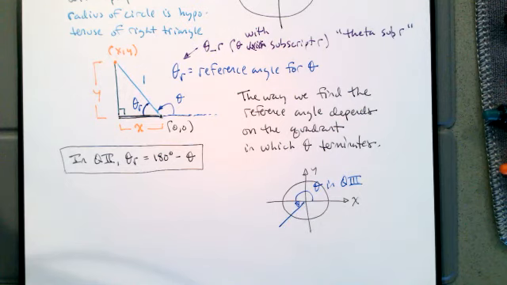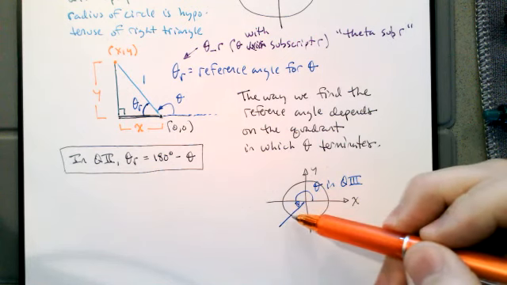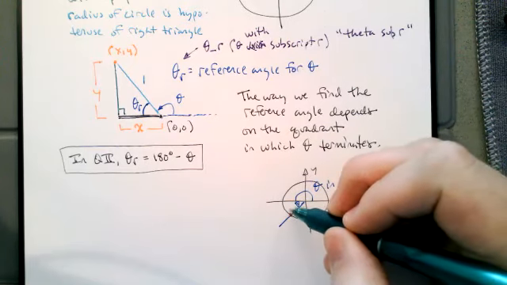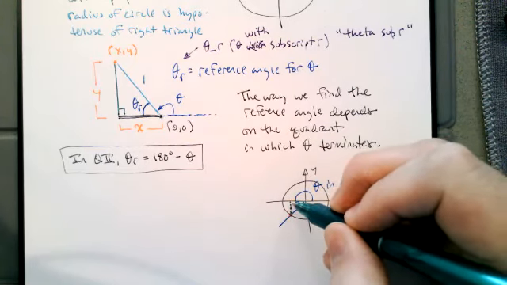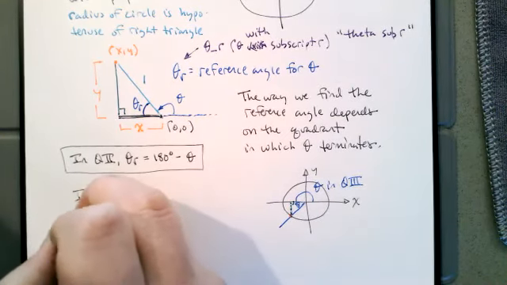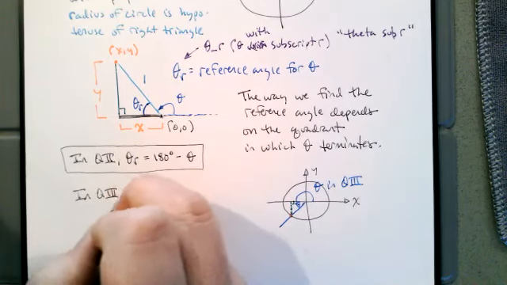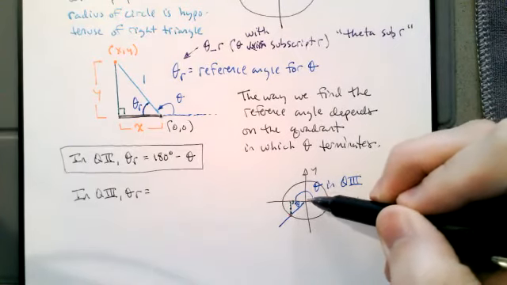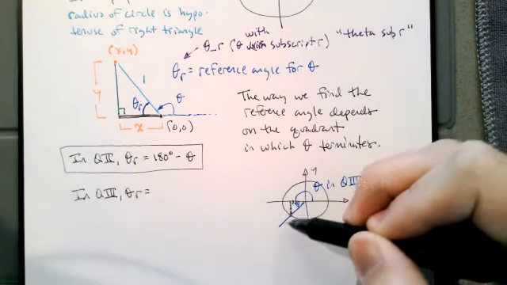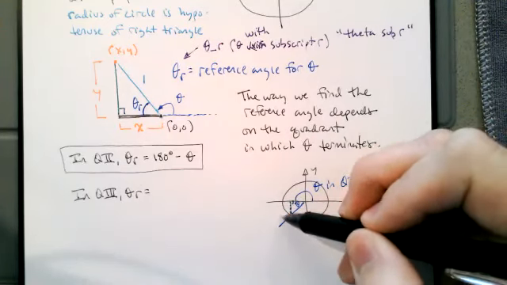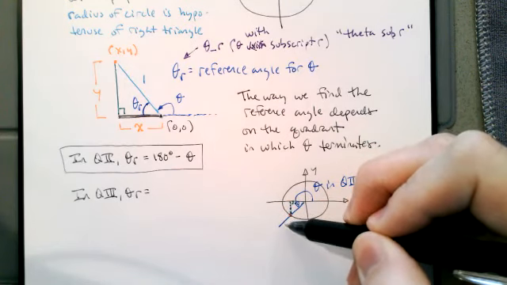To find theta r, we find the right triangle by going from a point on the unit circle and dropping down perpendicular to the x-axis. We always go to the nearest x-axis. And so we have a different way of finding the reference angle in quadrant 3. The reference angle in quadrant 3 for theta will go from the terminal side of theta to the negative x-axis. That's where we're going to find our reference angle.